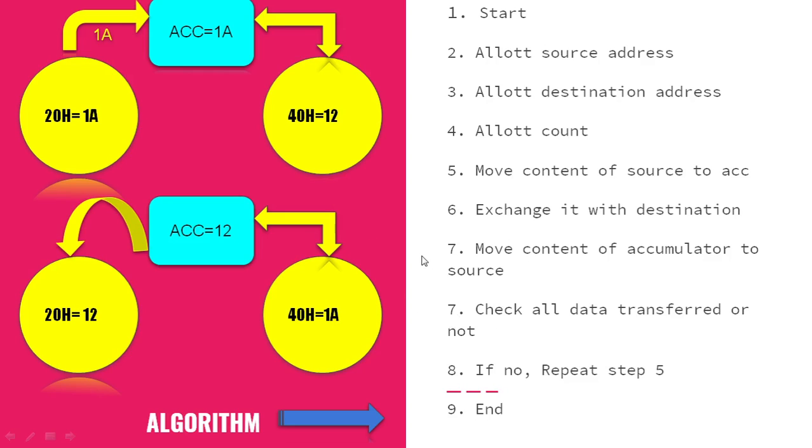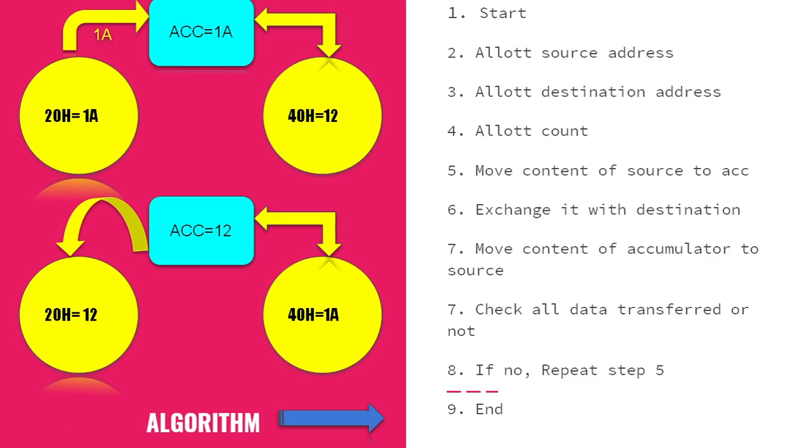And again, in between this you should increment. So I have written 7 here. It means we should increment it. Don't go with the number here. Move content of accumulator to source. After getting this, we should increment the address. 20h has to be incremented, 40h has to be incremented, and then we need to check whether all the data has been transferred or not. If not, we need to repeat step 5. This is the flow. I hope this flow is clear.